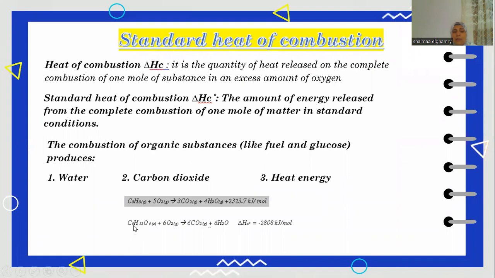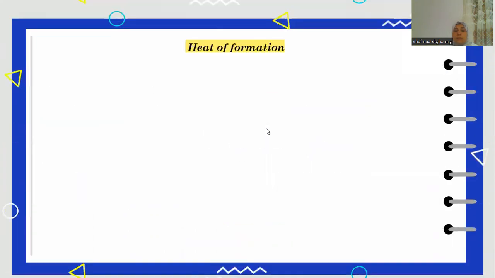Another example: the first one is the combustion of propane, the second one the combustion of glucose with oxygen, to give the same products, which are carbon dioxide and water. Here, delta H is represented by a negative value because combustion is an exothermic process.